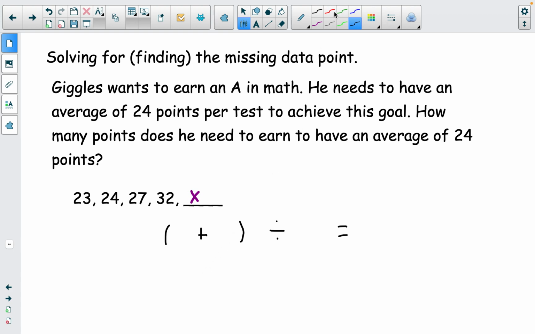What should we fill in first? If you said 24 because that's what we know he's trying to reach, well done. That's our equal sign. What should I fill in next? If you're saying to yourself, in order to find the mean, I find the sum of all the numbers and then divide by the number of numbers I added, here we go. 1, 2, 3, 4, 5. So what will I divide by? 5.